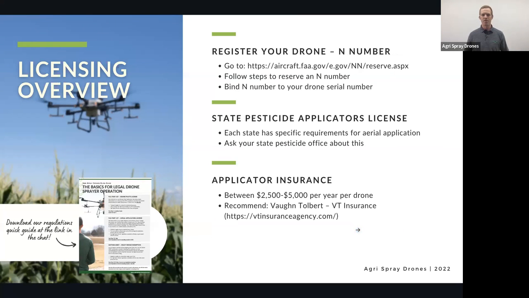And then, of course, after your FAA stuff is done, you'll also need to do your state licensing. So state pesticide applicators licensing. Now, this is different from state to state. So just contact your state pesticide department and ask them what they need from you, what licenses you need to do aerial application in that state. Then, of course, applicator insurance as well. And Vaughn Tolbert, he's kind of our recommendation for applicator insurance.